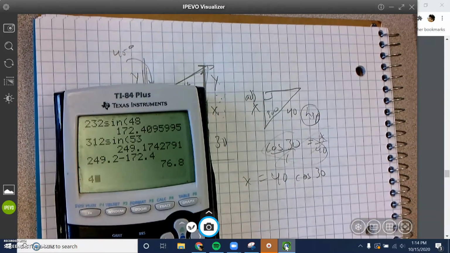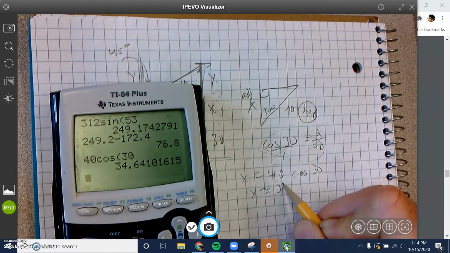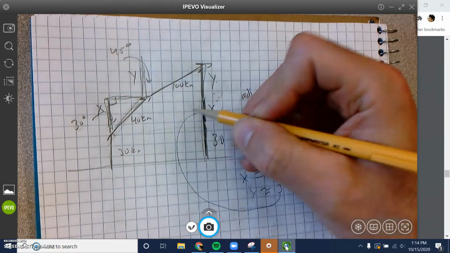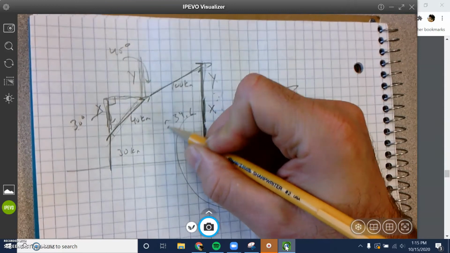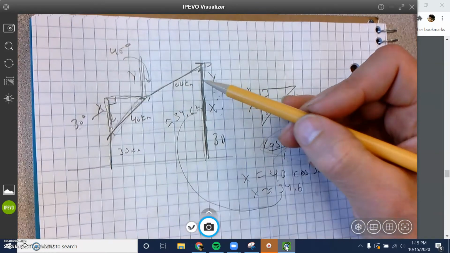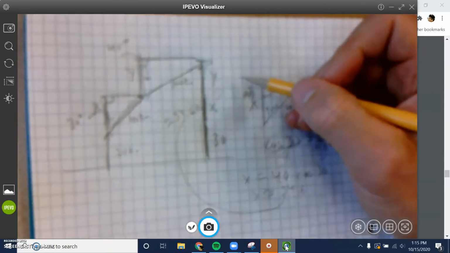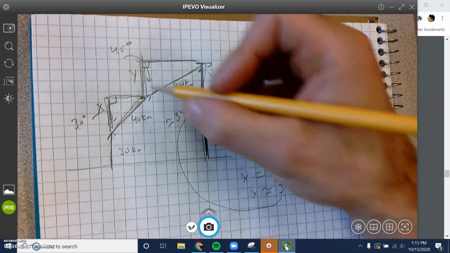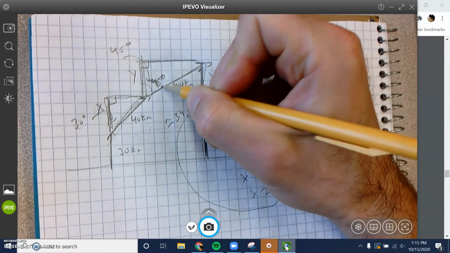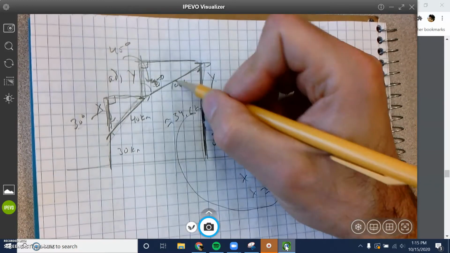Calculator: 40 cosine 30. And so x is approximately 34.6 kilometers. Now I need y, so I'm doing the same thing here. Sometimes you have to make a picture when there's not one. So this is 45 degrees here. That would mean that this is the adjacent, and this is the hypotenuse.